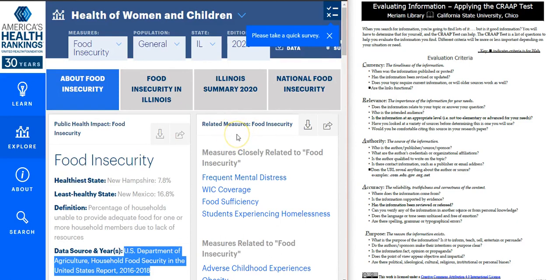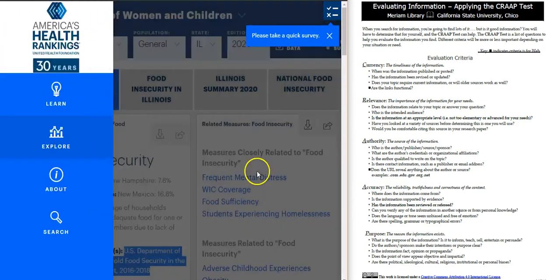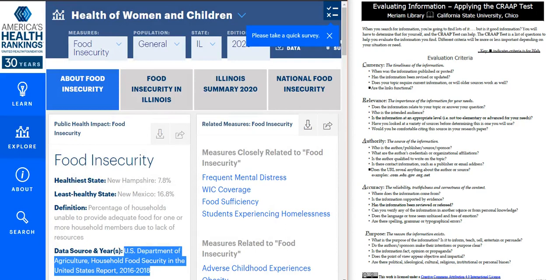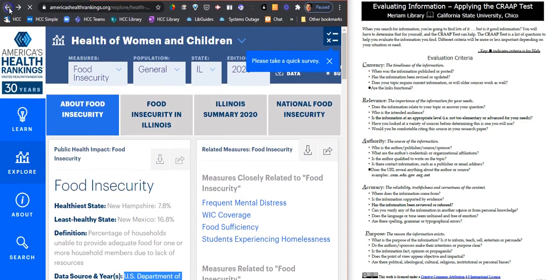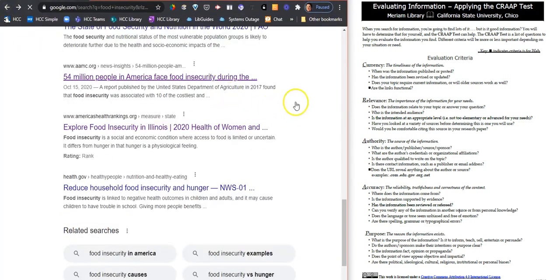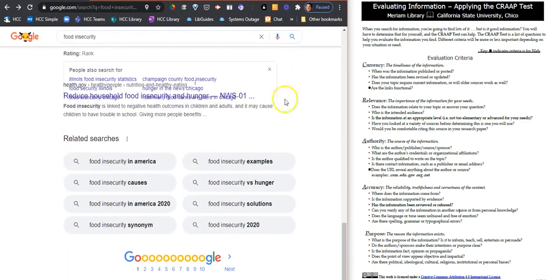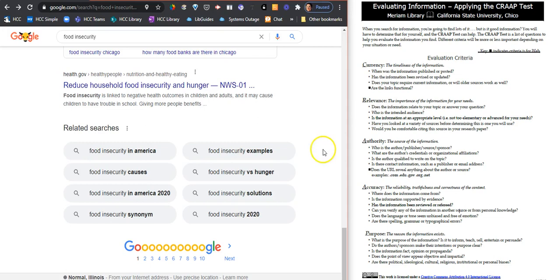What level of information do we need? What can we trust? What do we want to trust? And if it's relevant to what we are researching. I'm going to go back, and this actually is helpful when you're searching in Google. Of course, you could ask questions, you could put just a phrase in, but the related searches could also be really helpful.